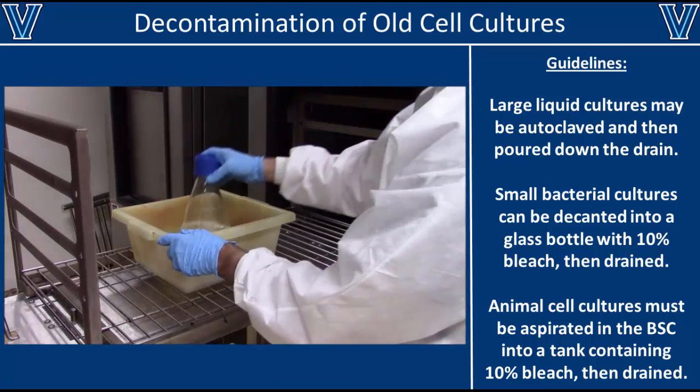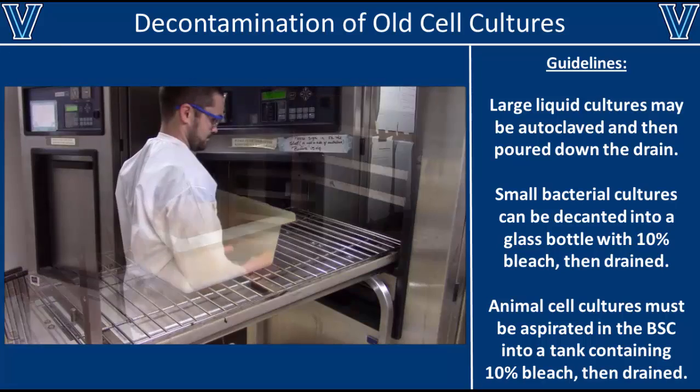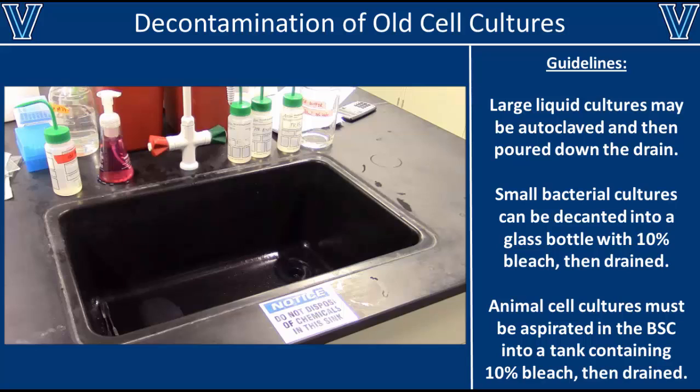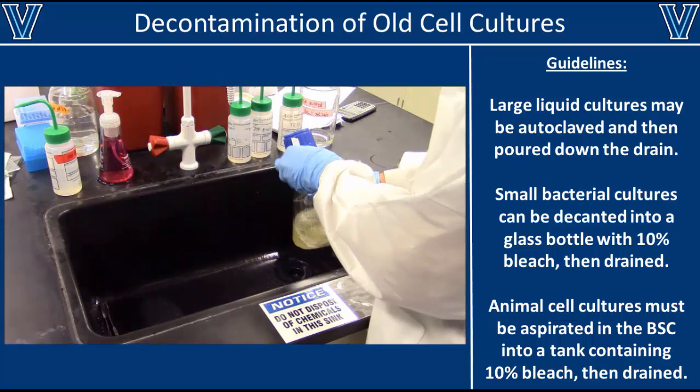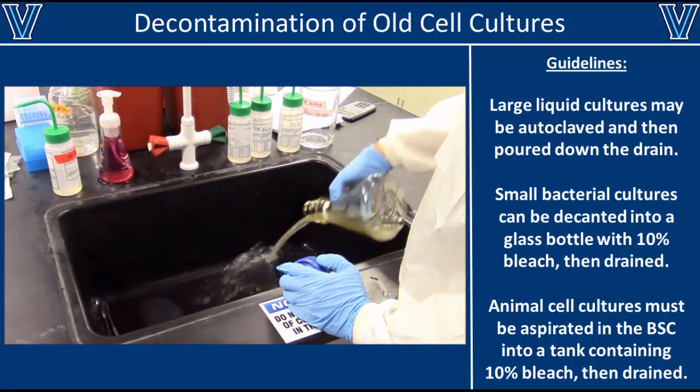Larger bacterial cultures should be sterilized in the autoclave. Make sure you put them in a secondary container just in case they spill out. As with any other liquid, autoclave these cultures at 121 C for at least 30 minutes. Once the culture has been autoclaved, you can safely pour it down the drain and rinse out the flask.